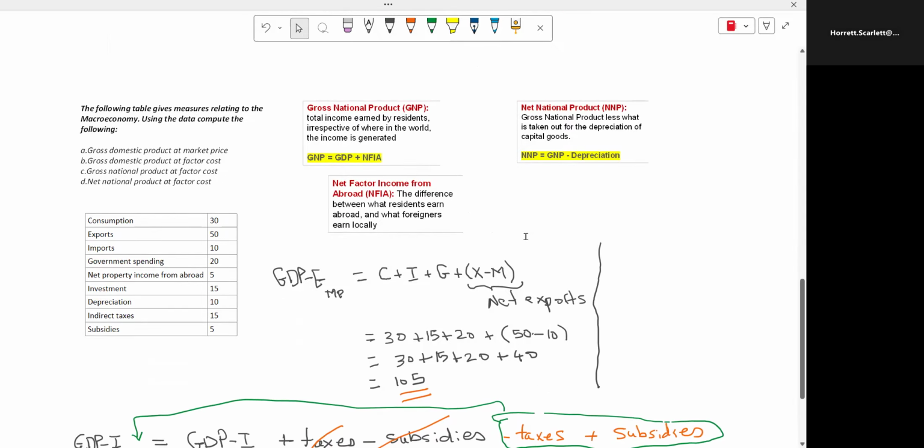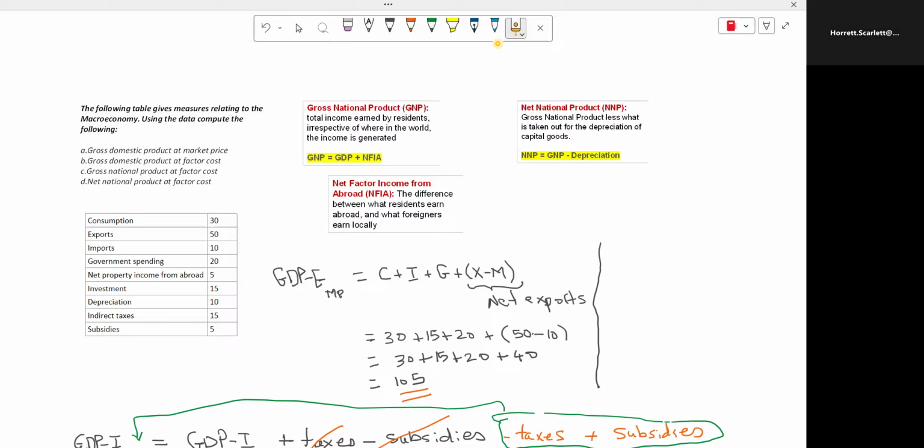So therefore, we end up with our formula that says to compute the gross national product, what we need to do is to have an understanding of what the GDP is. And then we need to account for the net factor income that is generated abroad. So what is net factor income from abroad?